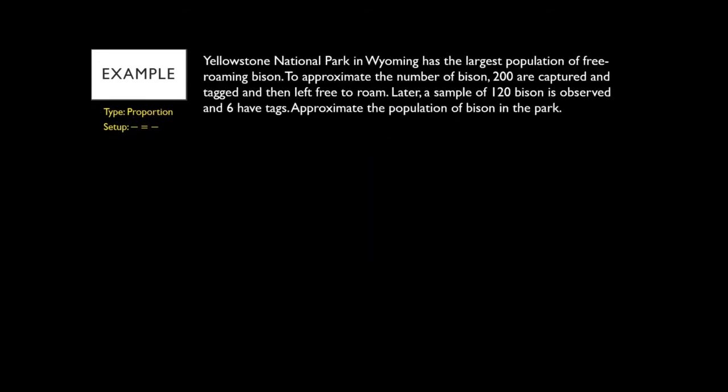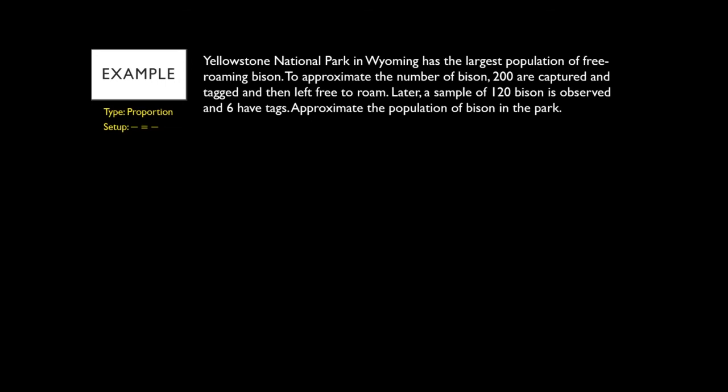So there's a whole bunch of proportion problems here. Yellowstone National Park in Wyoming has the largest population of free roaming bison. To approximate the number of bison, 200 are captured and then tagged, and then they are left free to roam. Later, a sample of 120 bison is observed, and 6 of them have tags. Approximate the population of bison in the park.